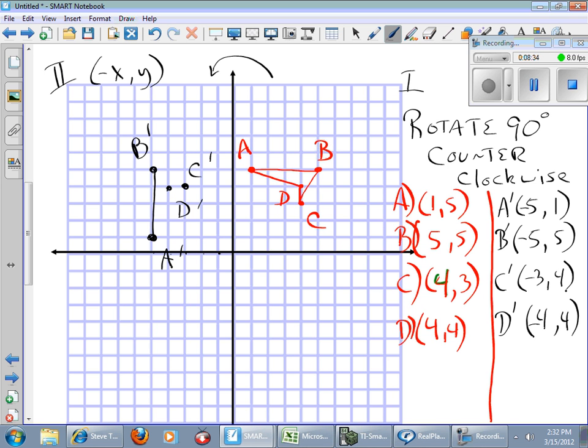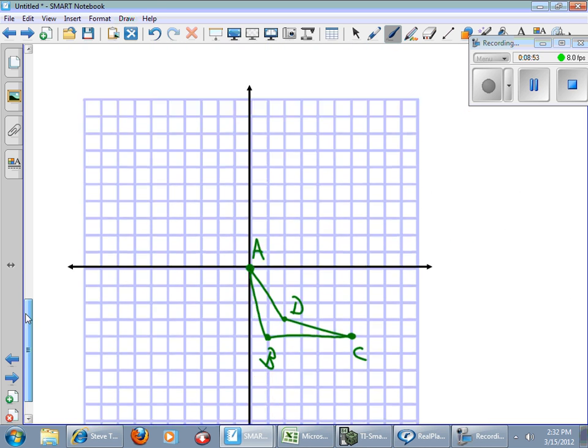I go A to B, B to C, C to D, and then back to A, and there you go. It looks like it's pointing down if that's the nose of a person, and now it's pointing to the right, and that is a 90-degree turn. All right, pretty simple stuff. I'll tell you what, let's do a 180-degree rotation now.